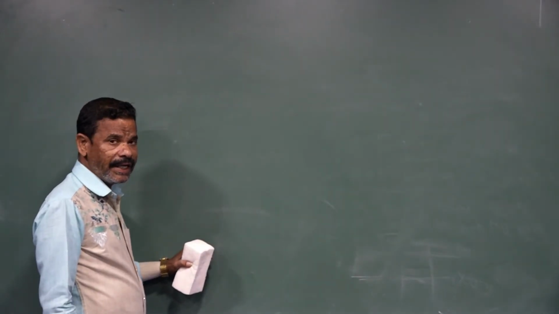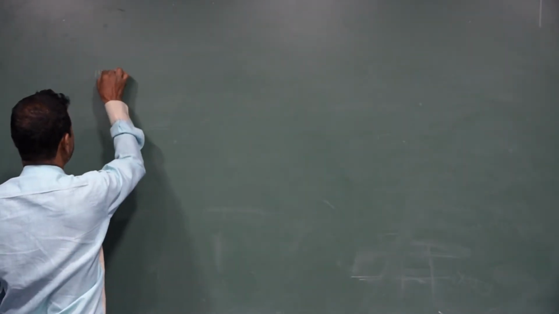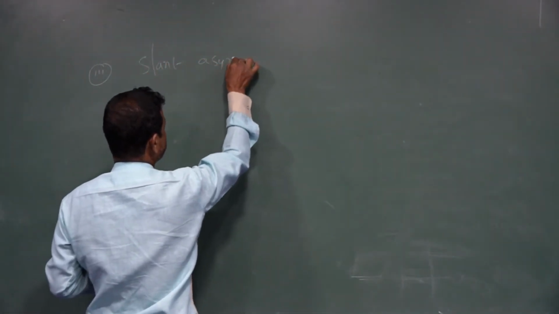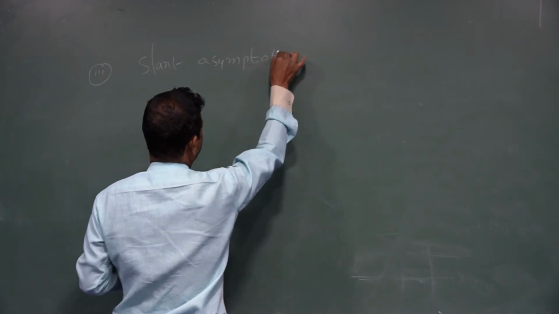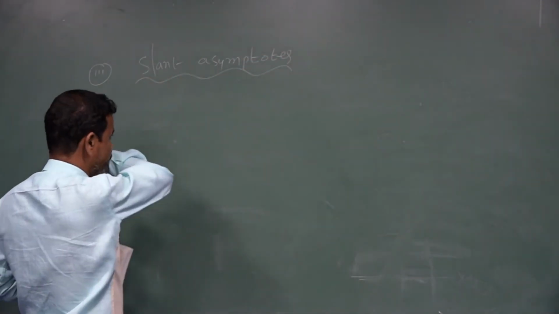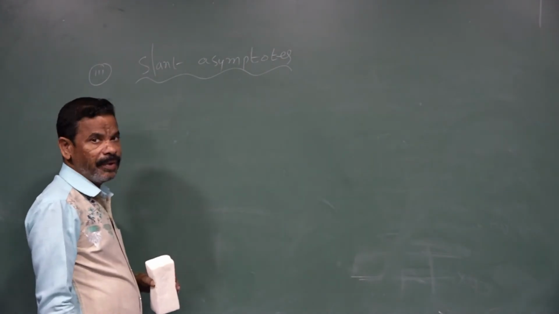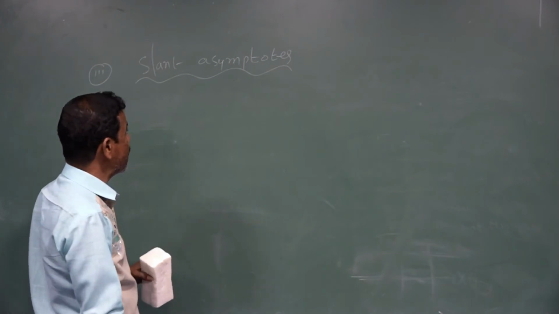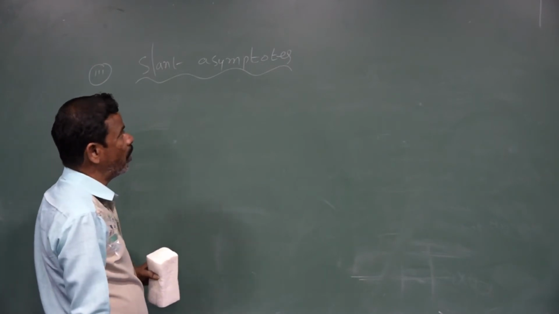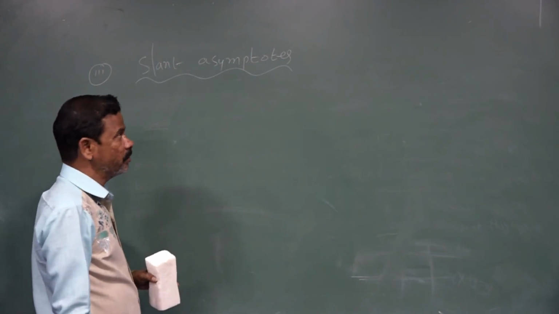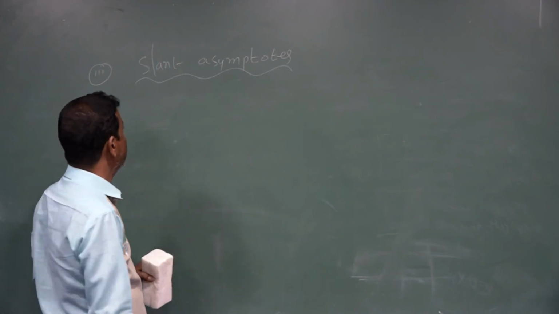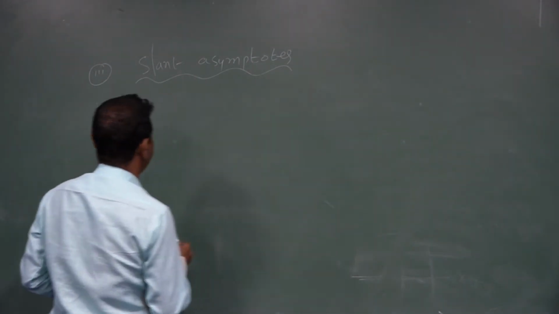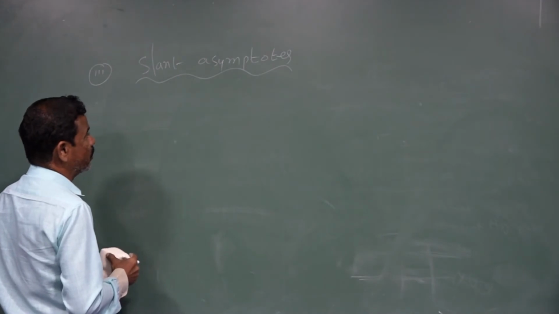Next, slant asymptotes. Third point, slant asymptotes. Slant means some slope having line. Y is equal to mx plus c. That is the slant line. Here the asymptote is also one of the lines. That is also one of the tangents. It is how we define slant asymptotes.